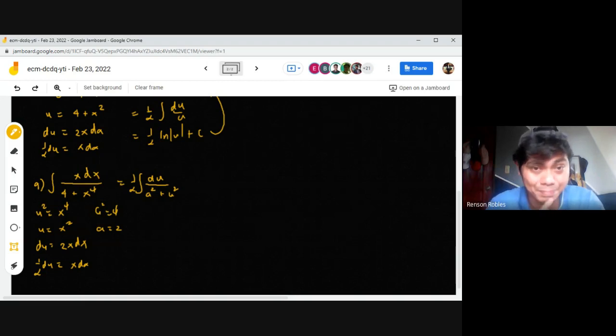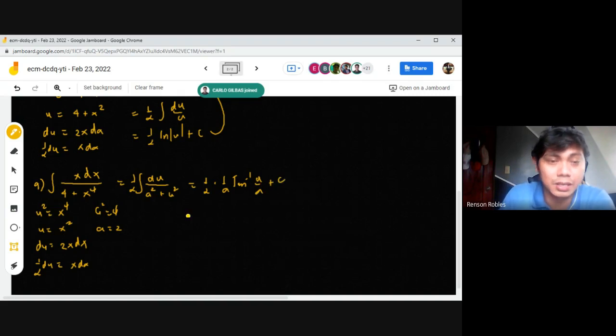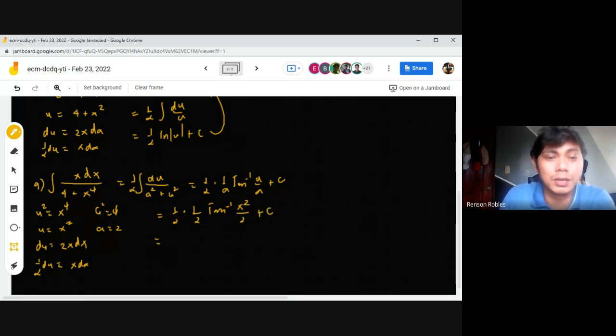Okay, so that's 1/2 integral of du over a squared plus u squared, and this will give you 1/2 times 1 over a arctangent u over a plus c. So you'll have 1/2 times 1/2, 1 over 2, that's a, arctangent u, that's x squared, over a plus c. So that would be 1/4, then arctangent u over a plus c.